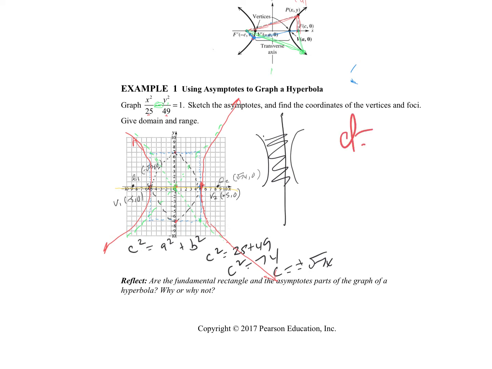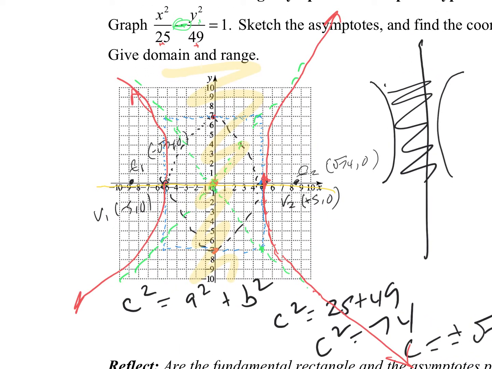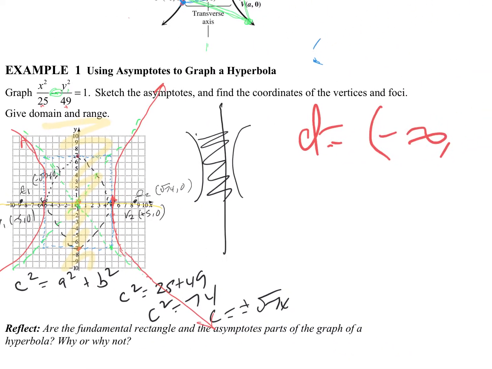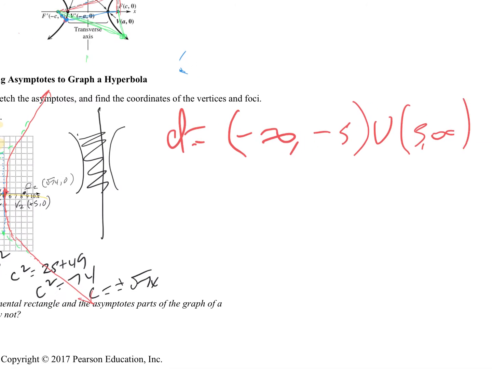The domain, if you look carefully, let me put a shading yellow here. There's no x's being used between the two vertices. So what you're going to have is negative infinity all the way to the left x value of that vertex. Did I label those vertices? Yeah, I did. It was negative 5, 0. So all the way to negative 5, union, pick back up at 5 and go to infinity. And if you really want to be honest, you can go including the negative 5, including the 5.